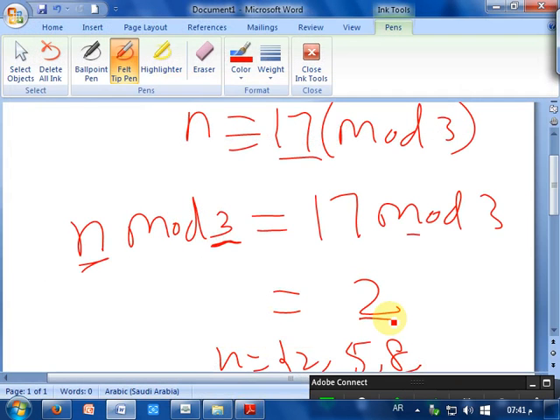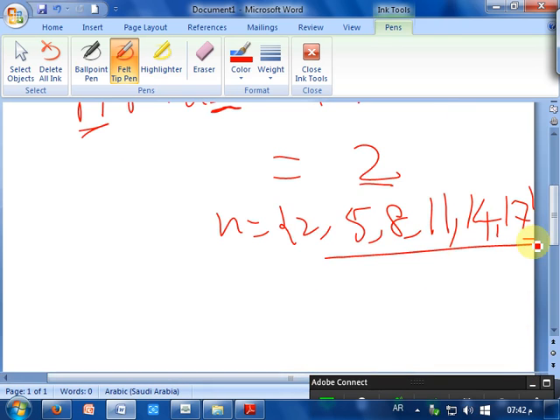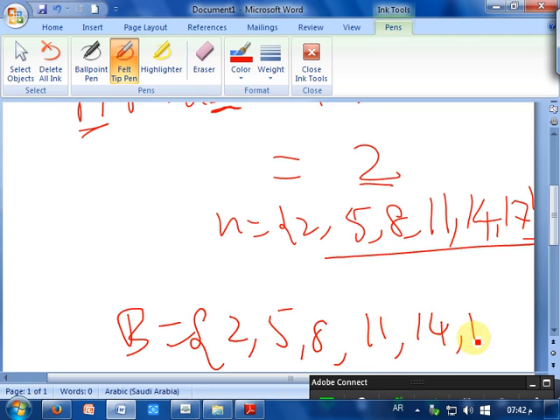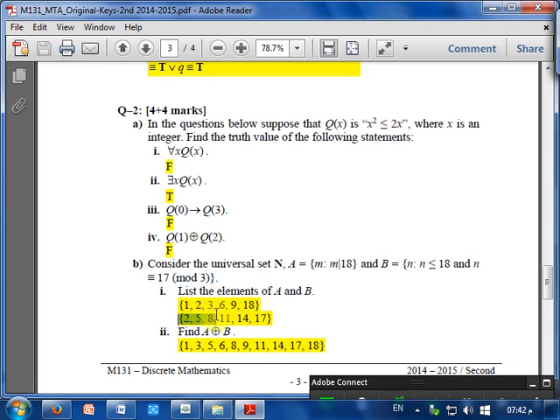After 8, 9, the remainder is 0. 10 remainder is 1. 11 remainder is 2. 12 remainder is 0. 13 remainder is 1. 14 remainder is 2. 15 remainder 0. 16 remainder 1. 17 remainder is 2. So B is 2, 5, 8, 11, 14, 17. So you got A, this is A, this is B.